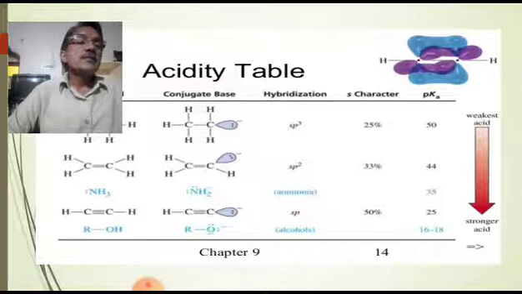pKa is equal to minus log Ka. So, the greater the value of pKa, the lower the acidic character. So, ethane has a higher pKa value, therefore ethane is weakly acidic in nature. Since ethyne has a lower pKa value, therefore it is strongly acidic in nature.